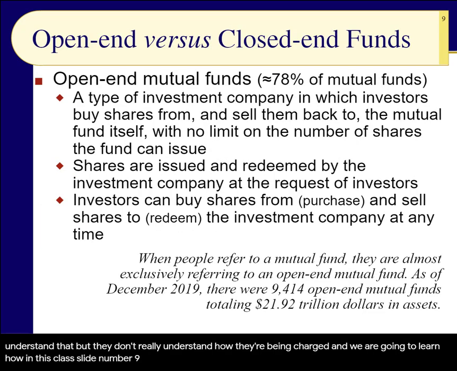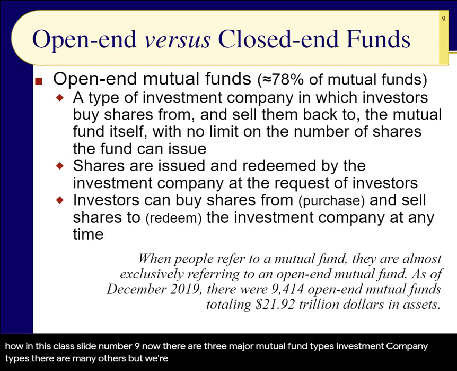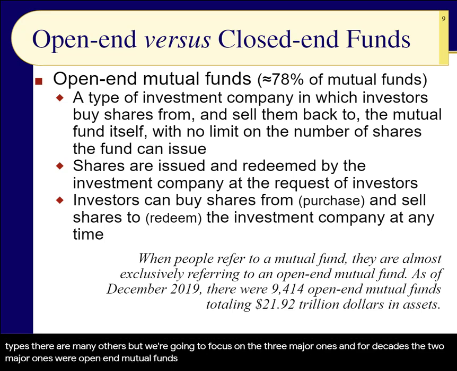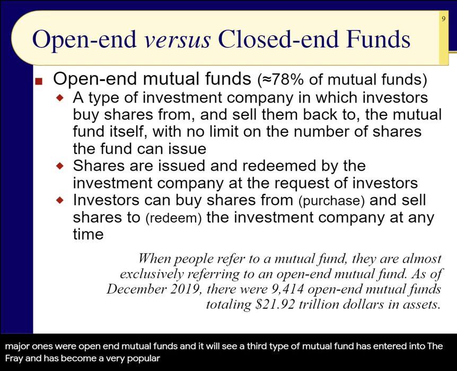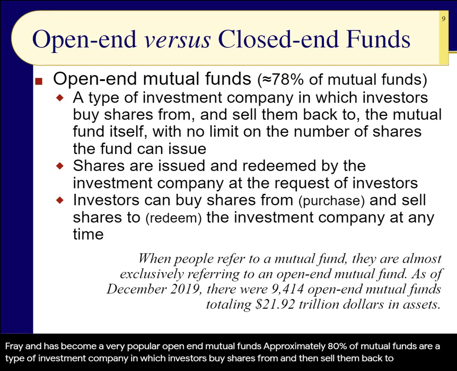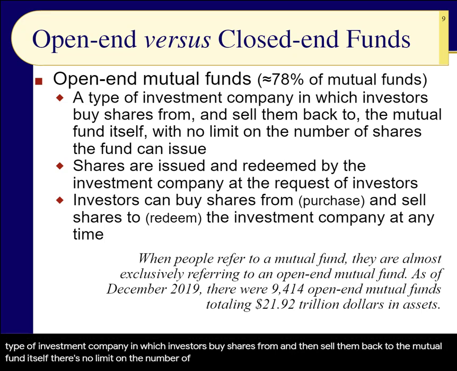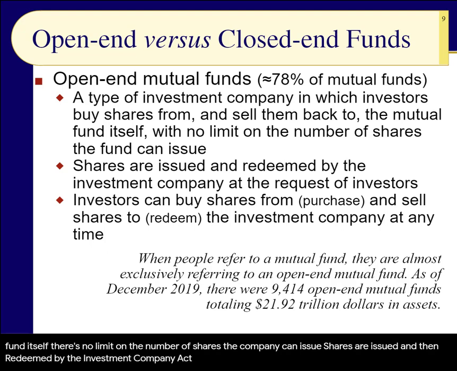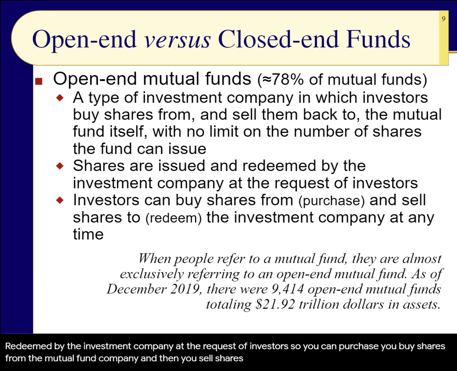Slide number 9. Now, there are 3 major mutual fund types, investment company types. There are many others, but we're going to focus on the 3 major ones. For decades, the 2 major ones were open-end mutual funds and closed-end mutual funds. And as we'll see, a 3rd type of mutual fund has entered into the fray and has become very popular. Open-end mutual funds, approximately 80% of mutual funds, are a type of investment company in which investors buy shares from and then sell them back to the mutual fund itself. There's no limit on the number of shares the company can issue. Shares are issued and then redeemed by the investment company at the request of investors. So you buy shares from the mutual fund company, and then you sell shares.